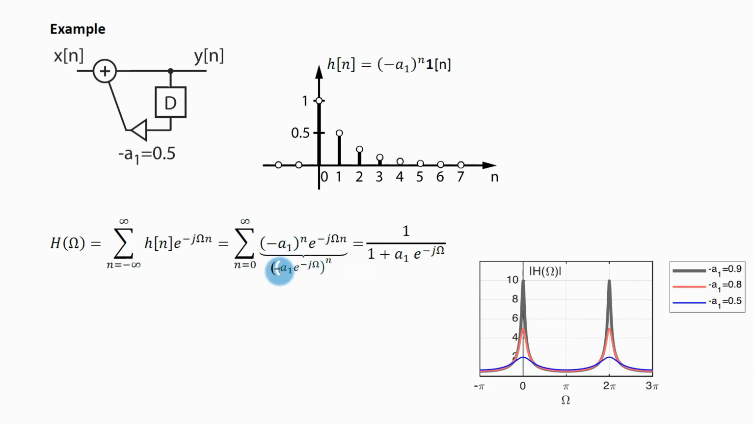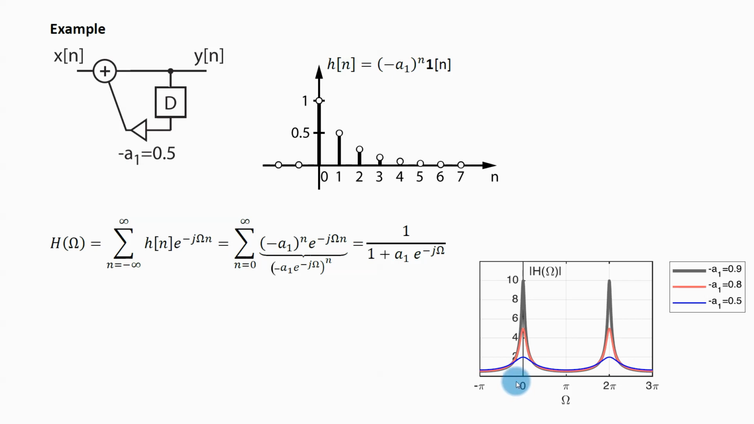And I can now see that this is actually a sum of this infinite geometric series. At this point, you should recall the formula for the sum of infinite geometric series and recognize that I get this. So this is the frequency characteristic of my filter. Now I will take this frequency characteristic into MATLAB, plot it, and I will get this. The blue line is the frequency characteristic of my filter for this coefficient minus A1 equal to 0.5.